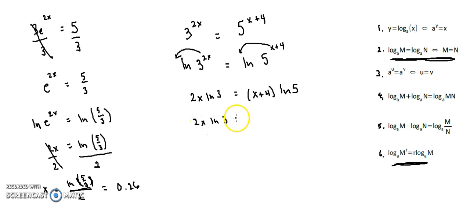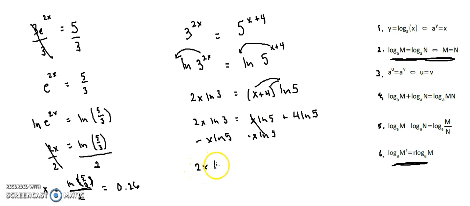All right, we can't really do anything on the left here. We're going to leave 2x ln 3 alone. On the right, we need to distribute this ln 5. So we're going to get x ln 5 plus 4 ln 5. Now this one's a little bit different from the one before because we've got 2x terms. So we need to get these x terms on the same side. I can't do anything inside the logarithm, but I can move the whole thing. So let's move this one, minus x ln 5, over here. So we get 2x ln 3 minus x ln 5 equals 4 ln 5.